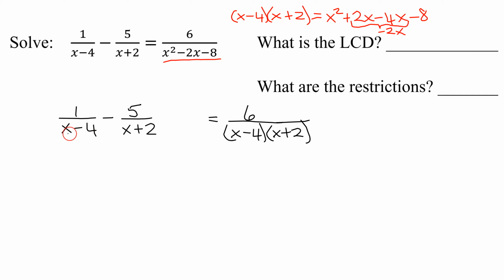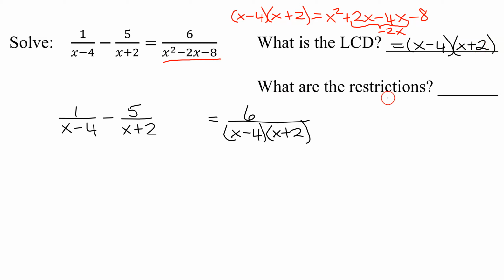So I start with my first denominator of x minus 4. So I definitely have to have x minus 4. Go to your second denominator. Do I have an x plus 2 up in my LCD? No, so I have to multiply by x plus 2. Go to my third denominator. Do I already have an x minus 4? Yes. Do I already have an x plus 2? Yes. So my LCD is x minus 4 times x plus 2.